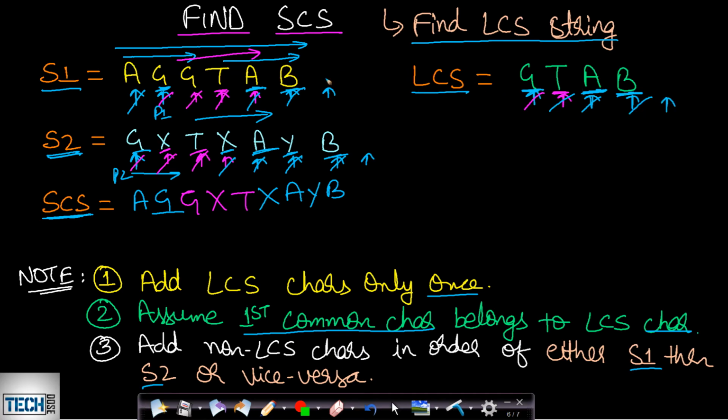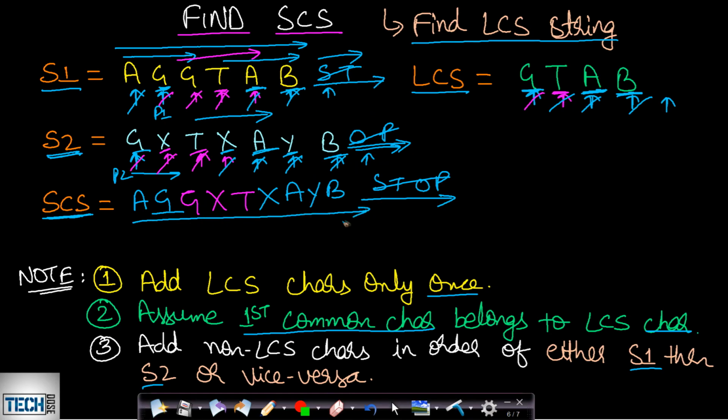Whatever characters were left in S1 and in S2, all will be copied into this string SCS. In this case, there are no characters left, but let us say there were characters S and T here, and here there were characters O and P. Then we would have just copied this ST here, and again we would have copied this OP here. But in this case, these strings are not present. So this thing should also be handled. Now in this case, this is the shortest common supersequence string, and this is how we can find the string.